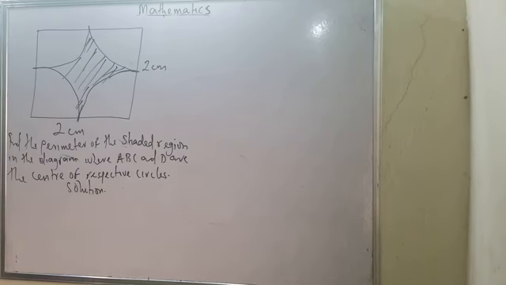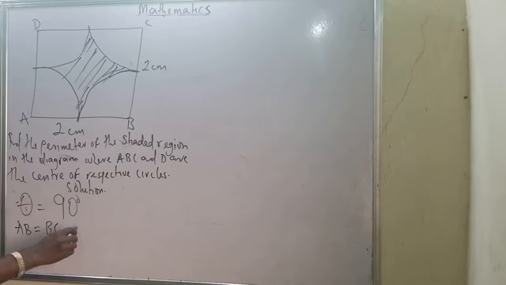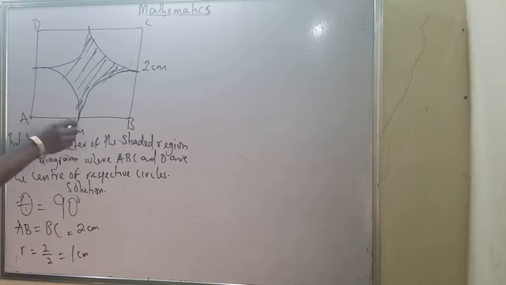Now, AB, I can say that what? My R. Now, once I have it, it means my theta, since it is a square, is 90 degrees. In terms of A, B, C, D, my AB equals BC, which are all equal to 2 centimeters. It means my R will be equal to 2 over 2, which is equal to 1 centimeter. That means from here to here is 1 centimeter.